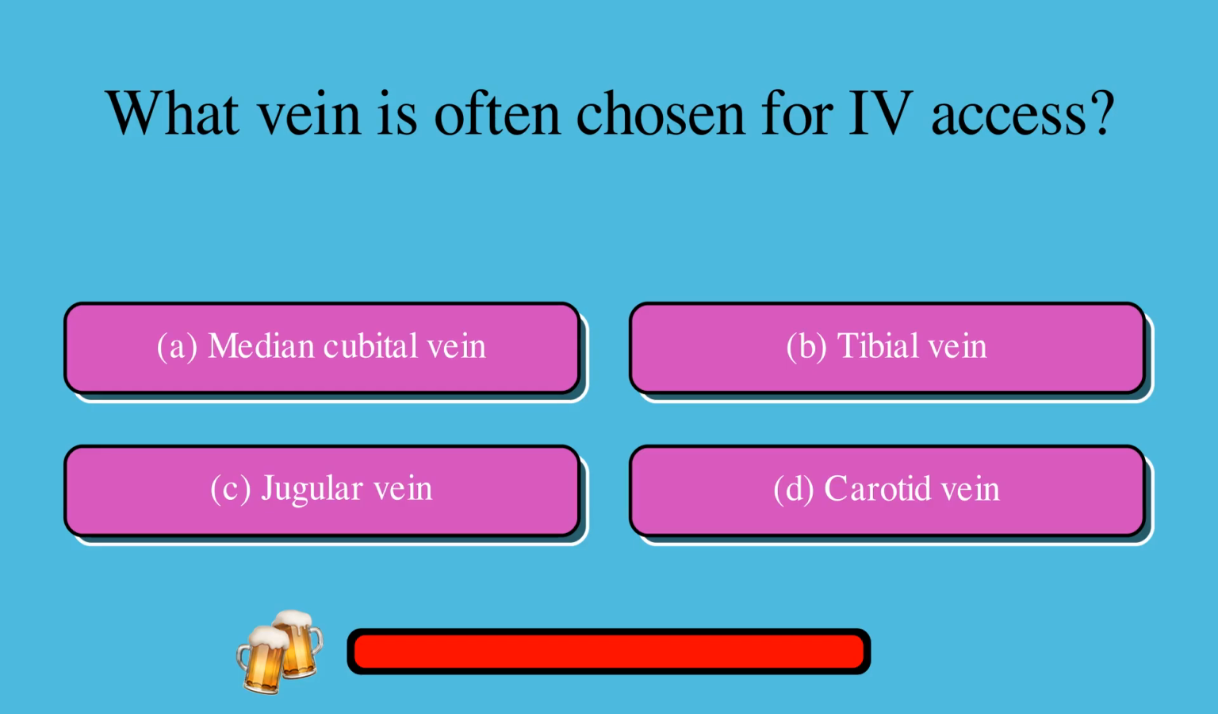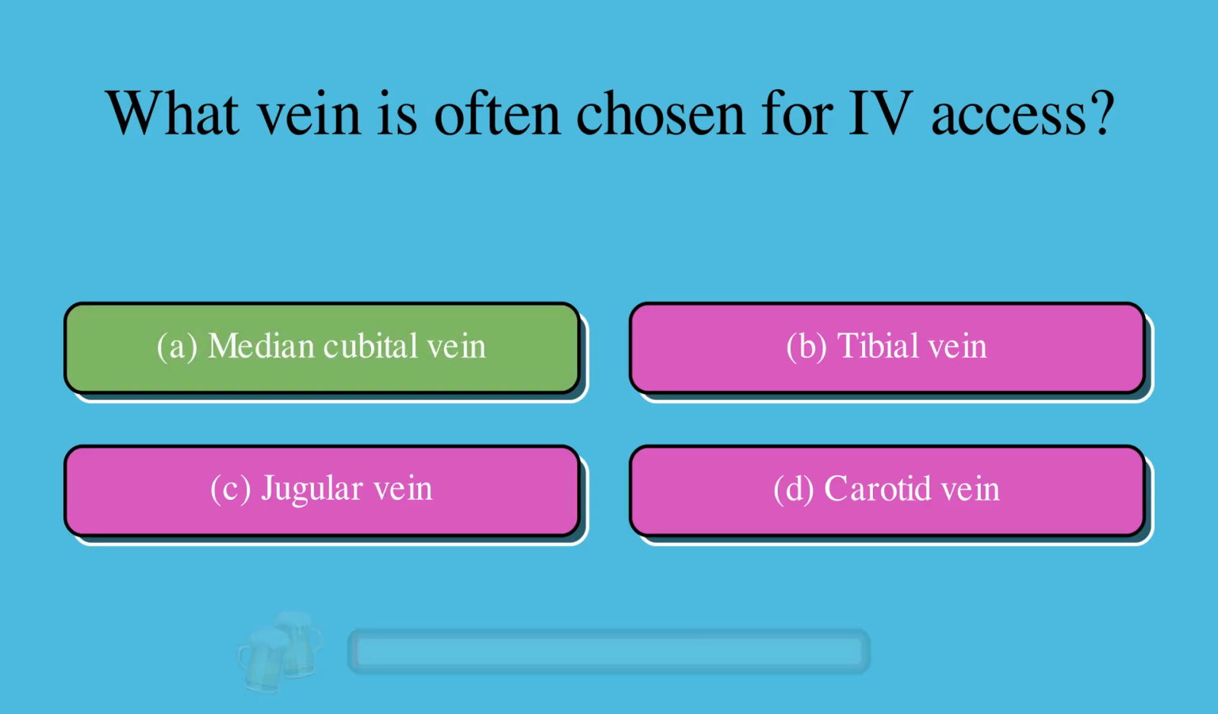What vein is often chosen for IV access? A. Median cubital vein, or B. Tibial vein, or C. Jugular vein, or D. Carotid vein? The correct answer is A. Median cubital vein.